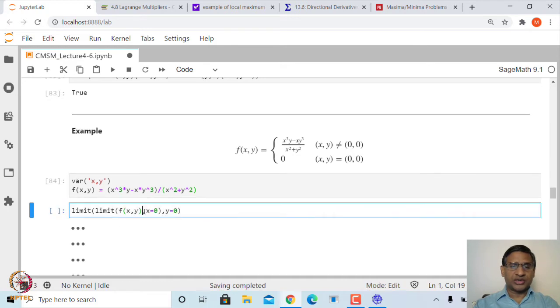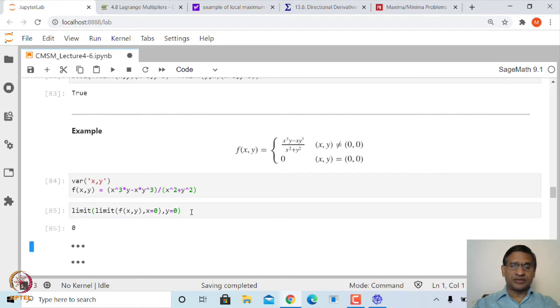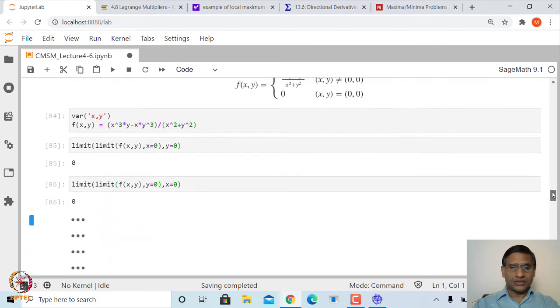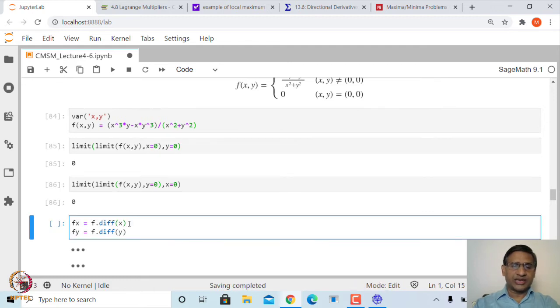Let us find out the partial derivative. First, let us find the limit of f of x, y, first with x equal to 0 and then y equal to 0. It's an iterated limit that's equal to 0, and you can reverse the order. This is also 0. Now suppose we want to find fx equal to f dot diff x and fy equal to f dot diff y.